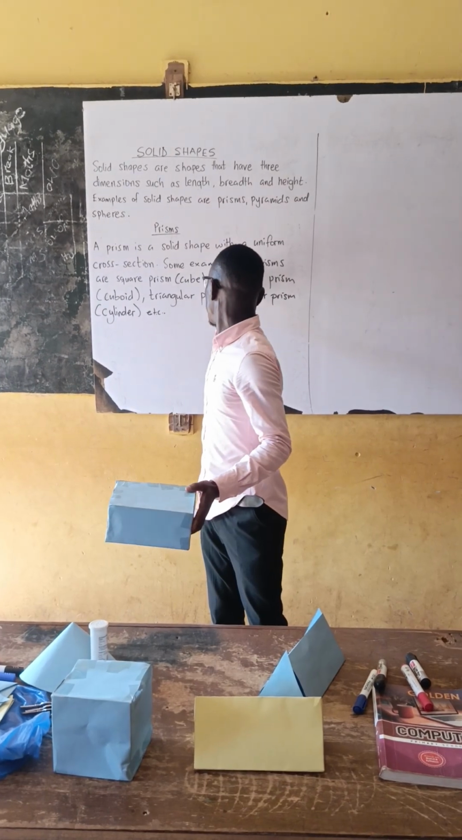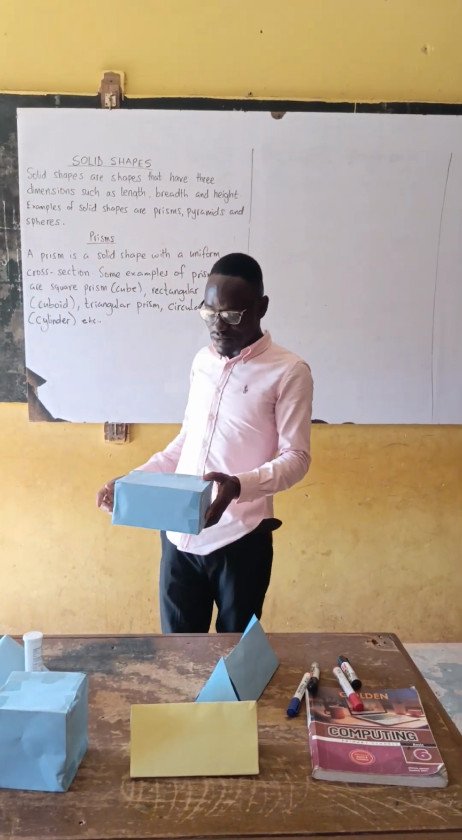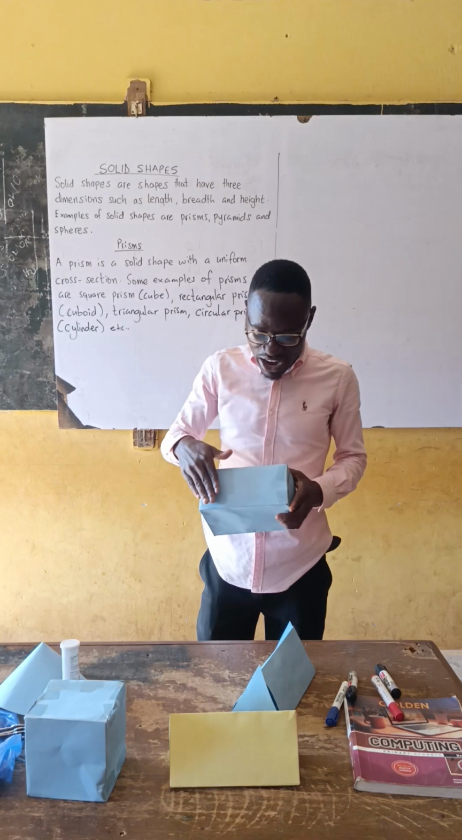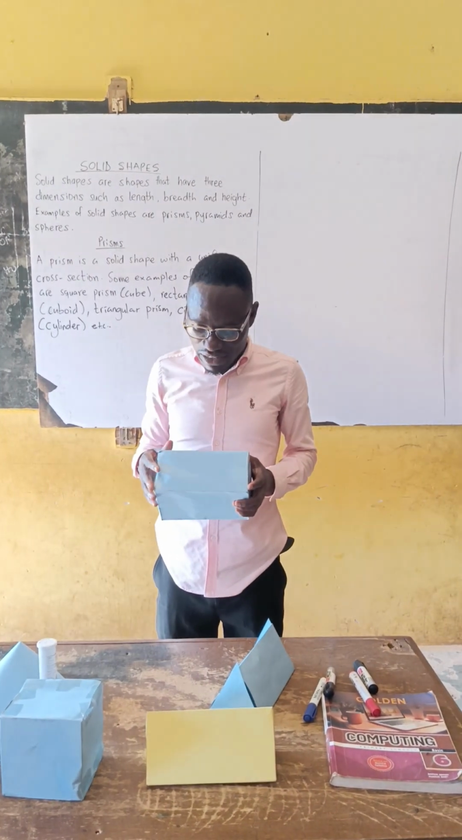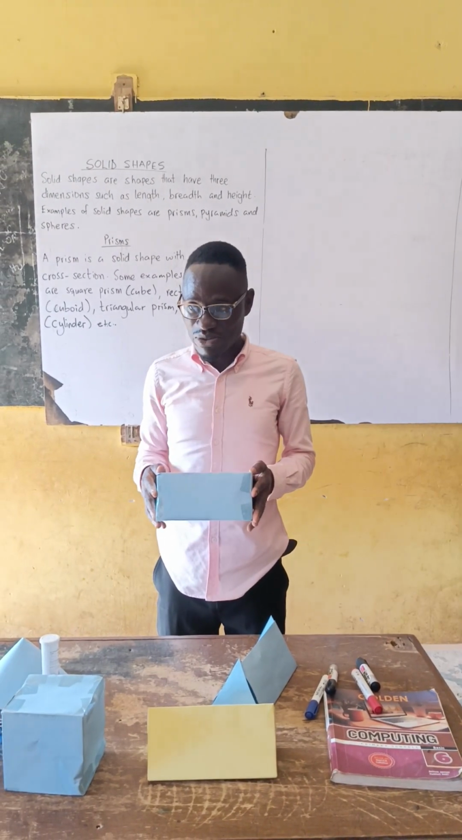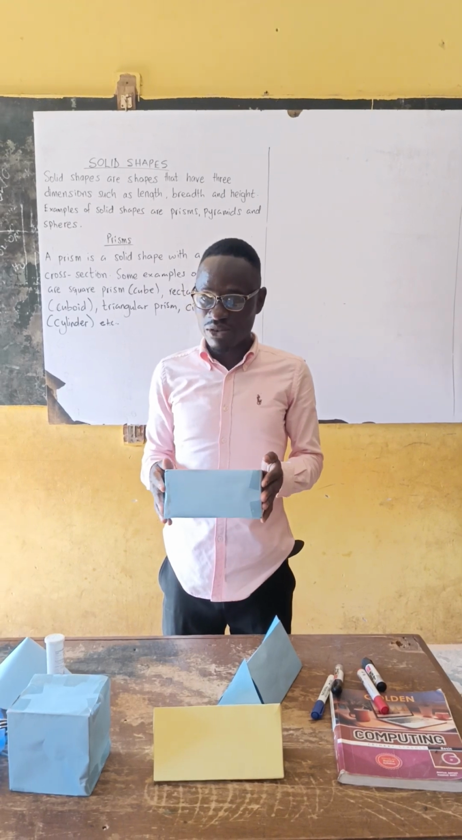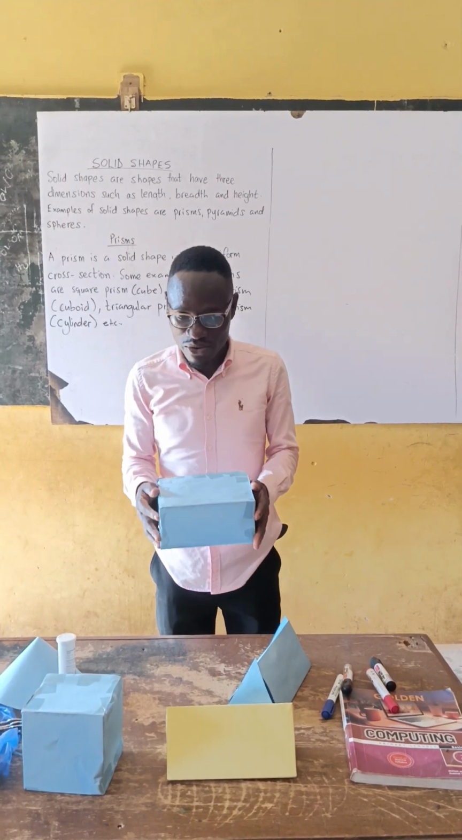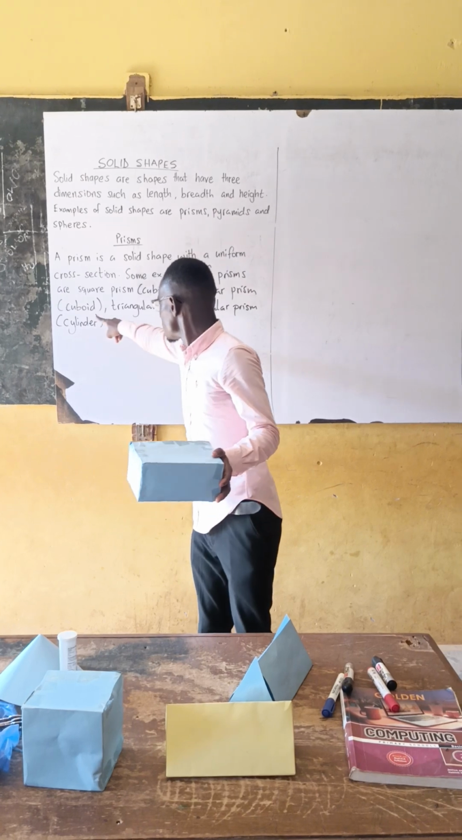And let's talk about this one. We also have what we call rectangular prism. Rectangular prism means that when you look at the cross-sectional area, you realize that the shape that it takes is a rectangle. Hence, its name rectangular prism. Another name for rectangular prism is called cuboid.